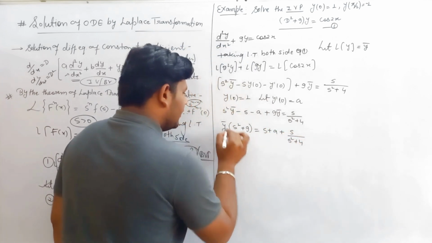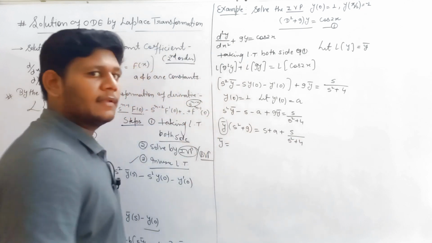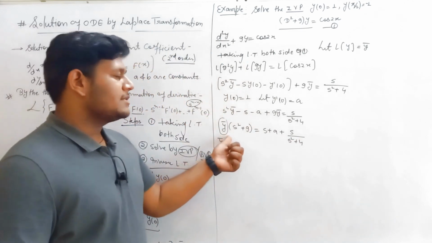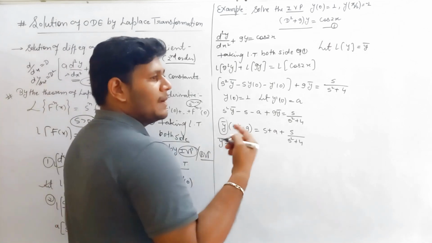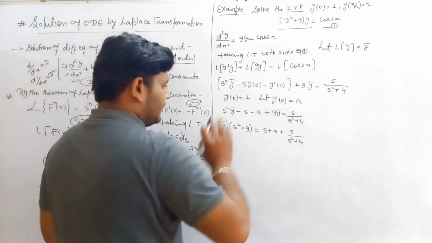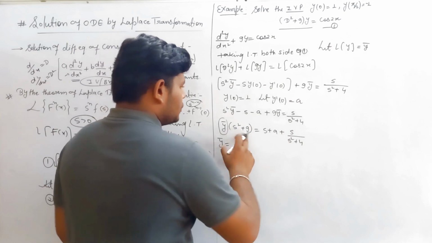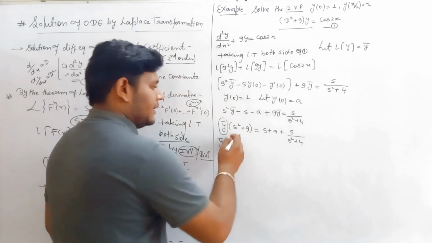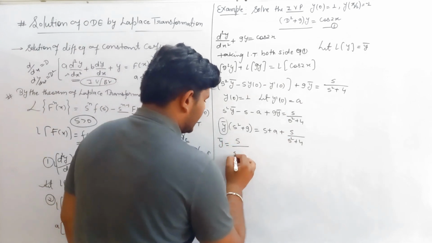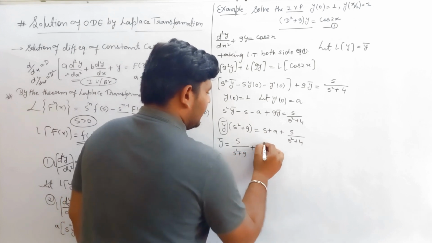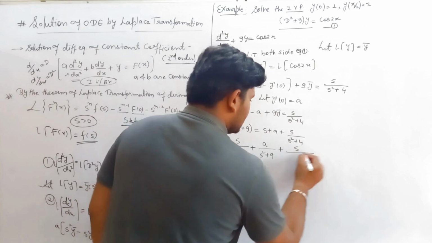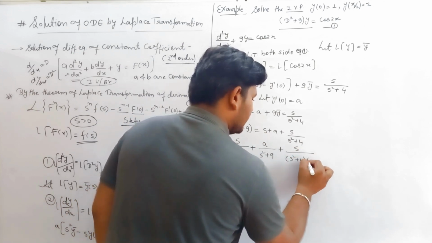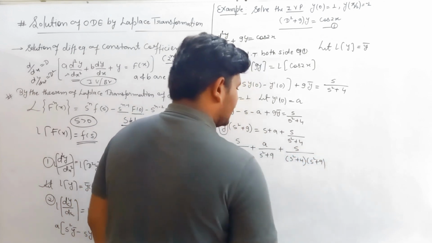Now we have to isolate y bar so that we can take the inverse Laplace transform and find the solution for y. The inverse Laplace transform of y bar is nothing but y, which is the solution of the differential equation. So y bar is s upon s square plus 9, plus a upon s square plus 9, plus s upon s square plus 4 times s square plus 9.